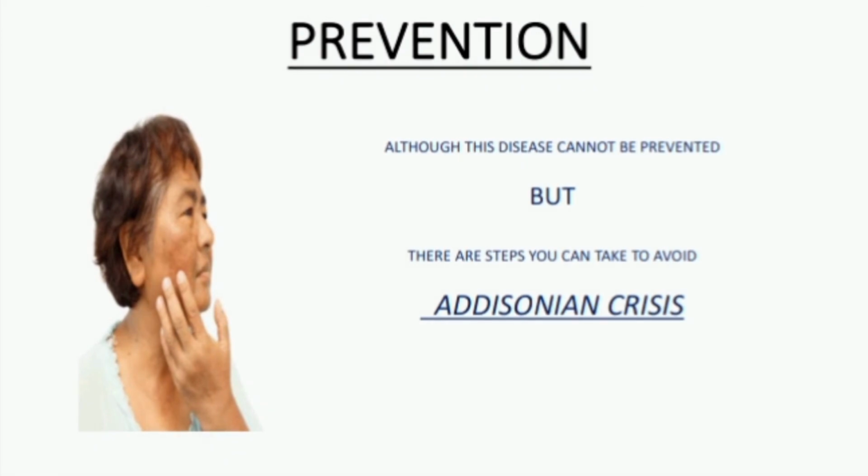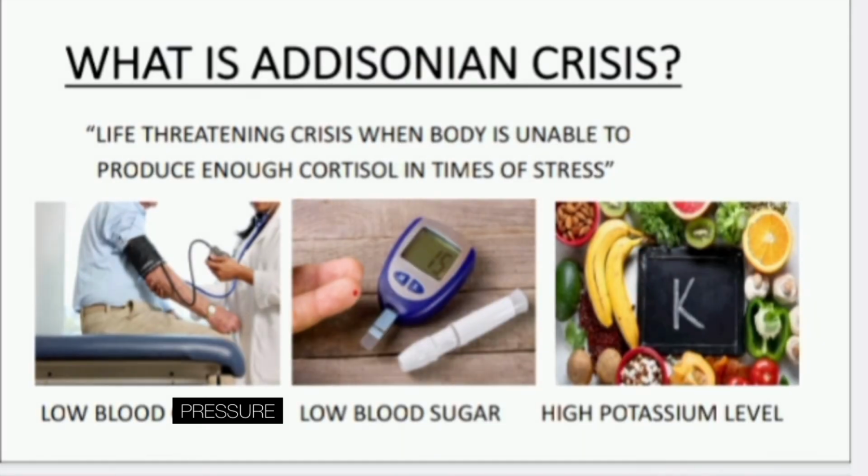There is no prevention for Addison's disease, but steps can be taken to avoid the Addisonian crisis. Now, what is the Addisonian crisis? Addisonian crisis is a life-threatening crisis when the body is unable to produce enough cortisol in times of stress. This results in low blood pressure, low blood sugar, and high potassium levels.